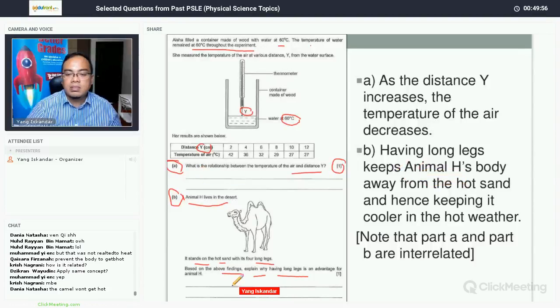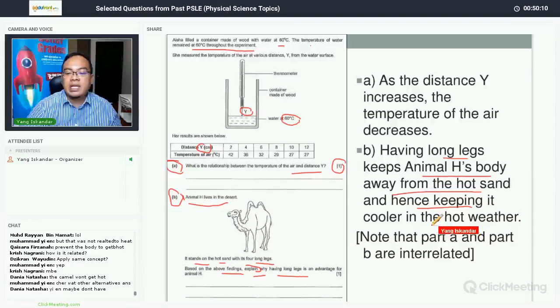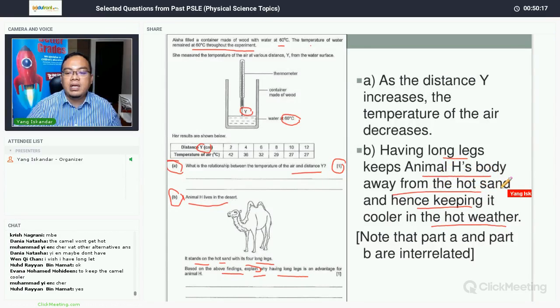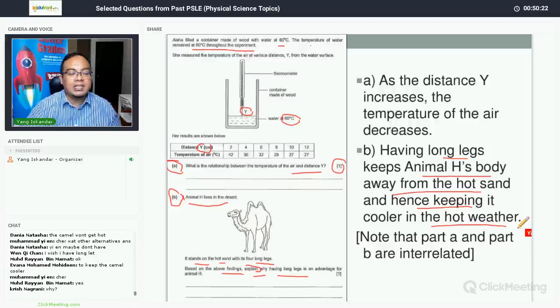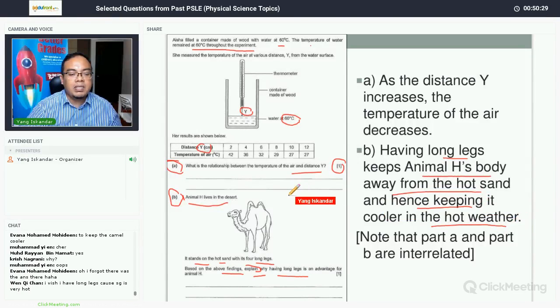So that is why you need to refer back to part A to give you the clue. In part B, how to answer? Explain why having long legs is an advantage. Having long legs keeps the animal's body away from the hot sand and hence keeps it cooler in hot weather. Yes, that's right, to keep the camel cooler.